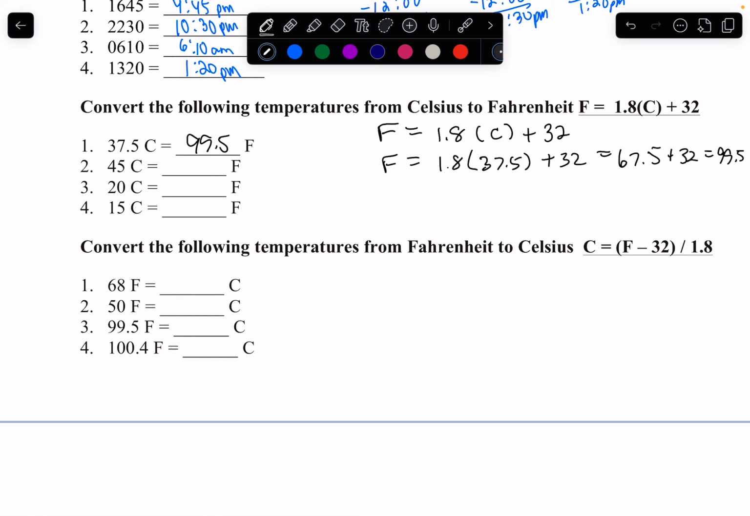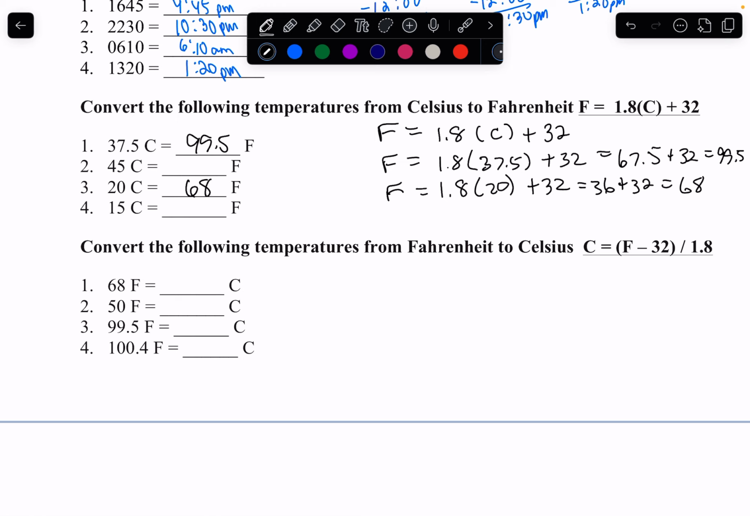And we'll do one more of those. Let's do 20. So 1.8 times 20 plus 32. Remember, you have to do your multiplication by 1.8 first, which is 36, plus 32 is 68 degrees Fahrenheit.